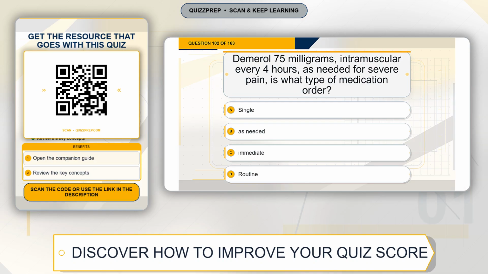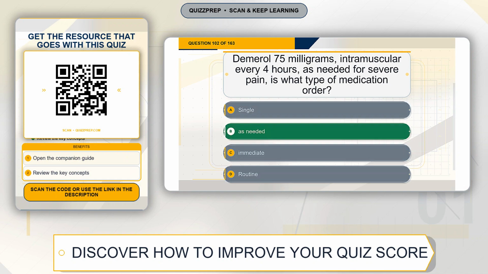Question 102. Demerol 75 mg, intramuscular every 4 hours, as needed for severe pain, is what type of medication order? Option A, single. Option B, as needed. Option C, immediate. Option D, routine. The correct answer is option B, as needed.